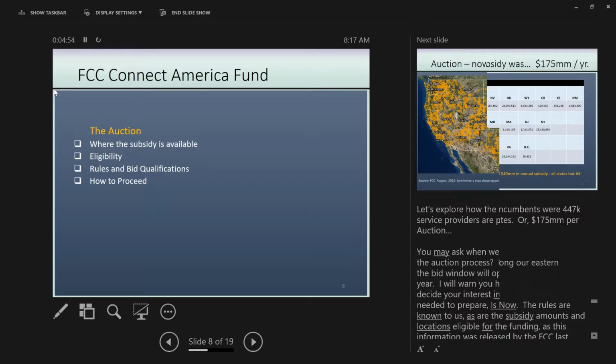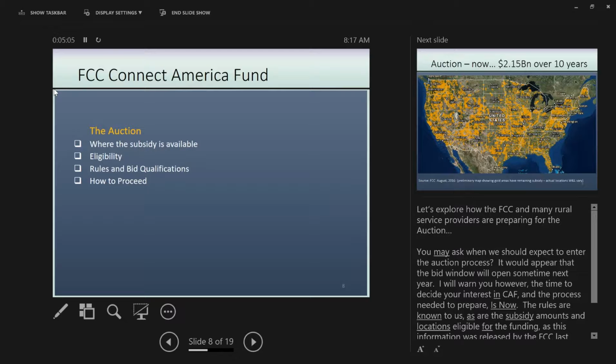You may ask when, I get this a lot, you may ask when we can anticipate entering the auction process. It would appear that the bid window will open sometime next year. It could be early, it could be late part of 2017. I will warn you, however, that now is the time to prepare, as the process is complex and the importance of your decisions are very important to you, very real to you, I should say. So we will go now and look at, please.